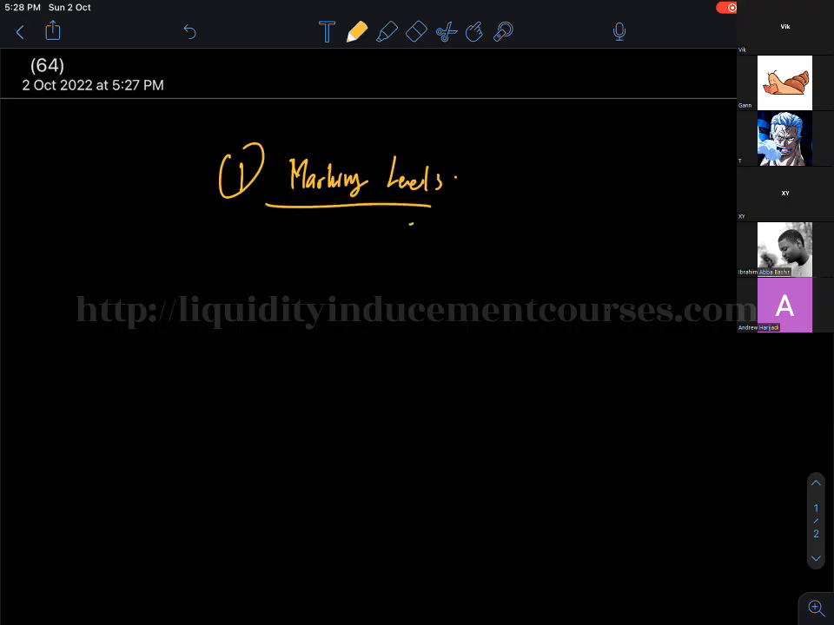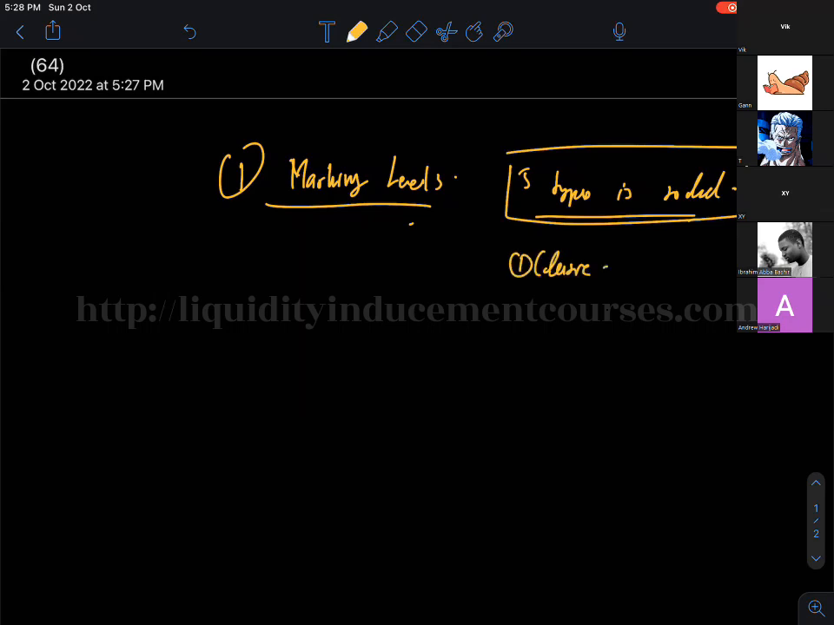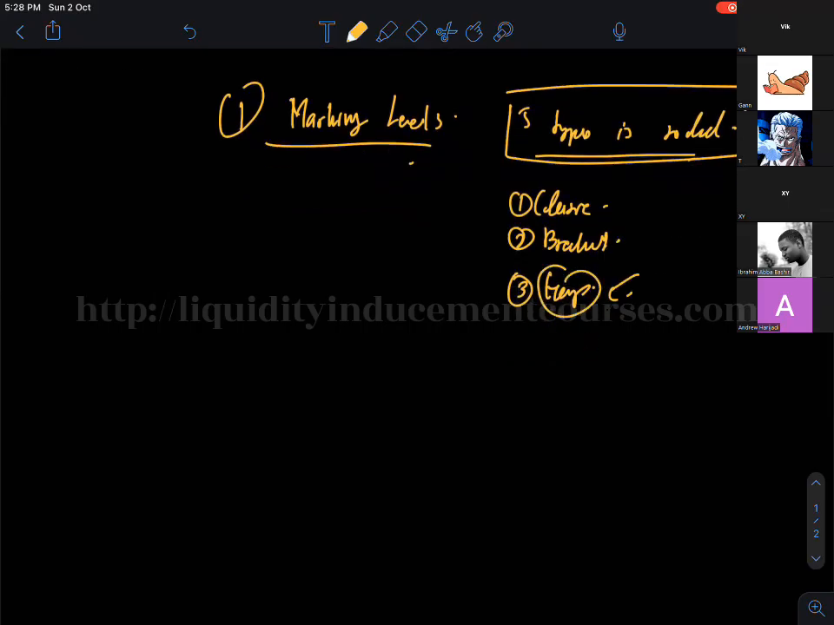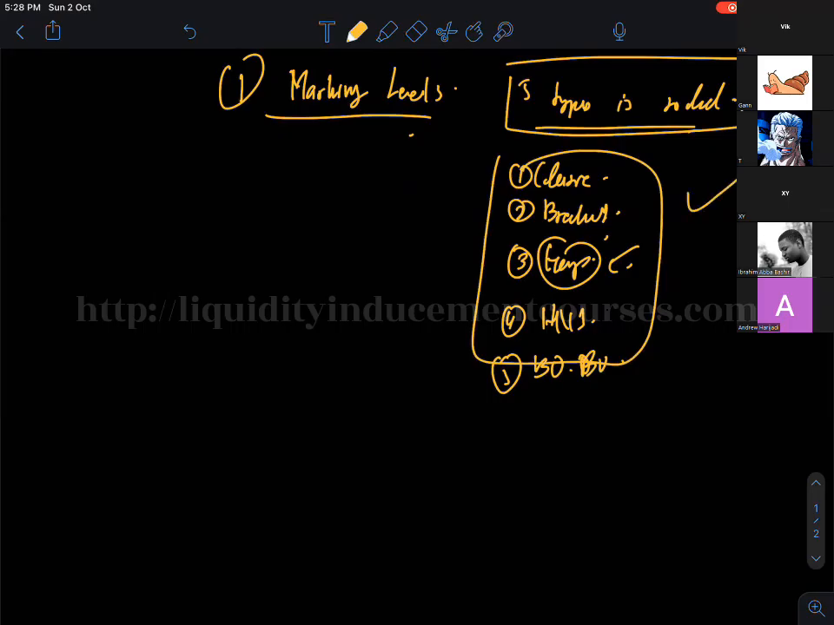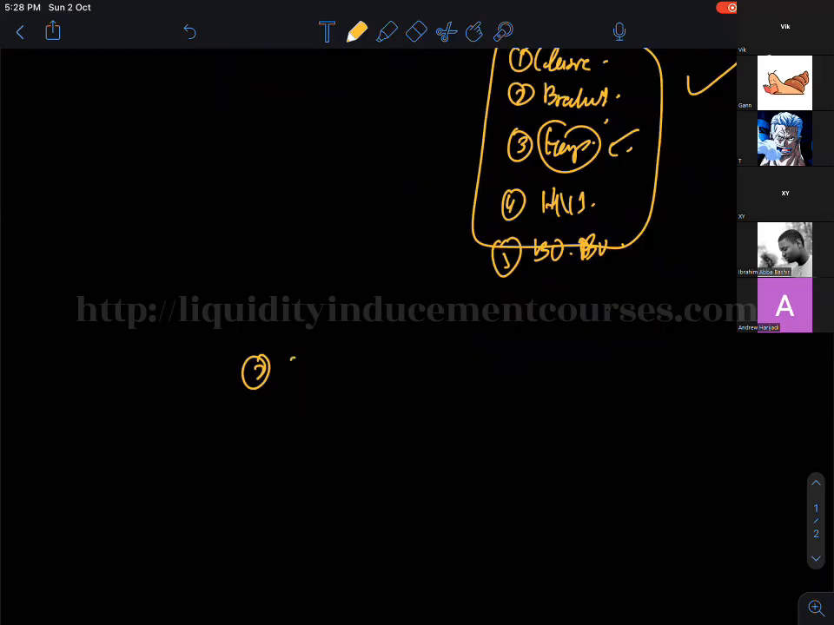Marking levels, just to make sure your understanding of all the 5 types of SNR is solid. That's all I wanted to make sure during the first session. So the first type of SNR is, of course, classic. Then we have breakout, and then we have gap. This one is very, very important. I love this guy so much. And then we have HNS. Last but not least, we have BO. Okay, nice.